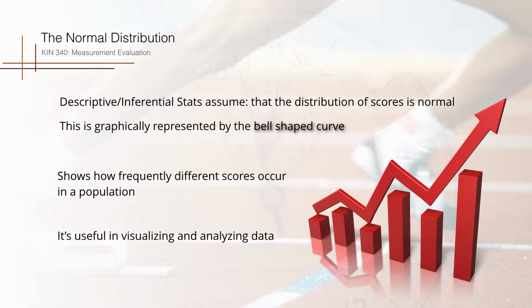And this is visually demonstrated by what we call the bell-shaped curve. When we plot information on a chart, we can list the scores and how often each score appears in a given population. And I'll show you more on this in just a second. But this helps us to see a graphic representation of our data, which we can then use for additional statistical purposes, for evaluation, and for analysis.